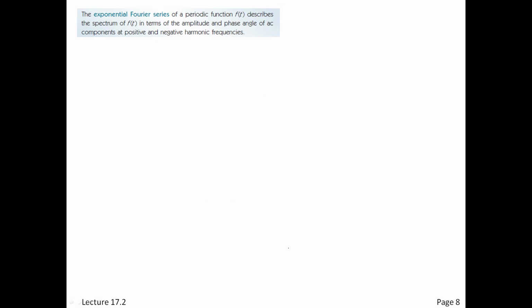Now I'm just going to pluck this from the text. The exponential Fourier series of a periodic function, so stay with periodic, describes what? The spectrum of f of t in terms of the amplitude and phase angle of the AC components for positive and negative harmonic frequencies. Okay, that's the exponential form. The other forms just stay with positive harmonics. But we're going to see this is really quite okay.